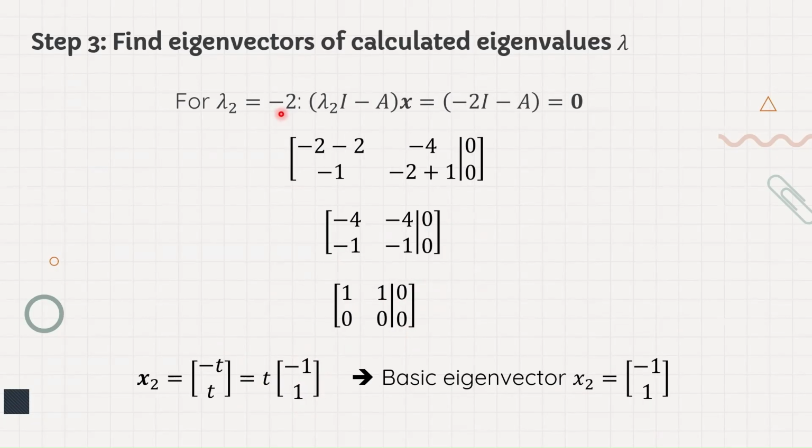The same for lambda 2, which is equal to minus 2. We can substitute minus 2 into our matrix, and the first row is equal to the second row. So when we remove the second row, we can turn the first row to 1, 1, 0 by dividing the whole row by minus 4. If this is t, then this will be minus t, and so factorizing t out will give us minus 1, and this is 1. So the basic eigenvector x2 is minus 1, 1.